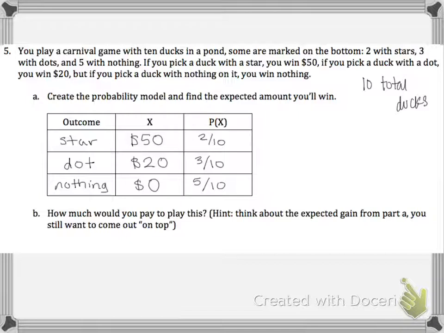Now, it said create the probability model and find the expected amount you'll win. So the expected value, if you remember from the second supplemental topic, is equal to the sum of x times p of x, which means I have to multiply these pairs together and then add up each value that I come up with. So we said that we could either do that by hand, multiply 50 by 2 over 10, 20 by 3 over 10, and 0 by 5 over 10, and then add them together. Or we could put this in the calculator.